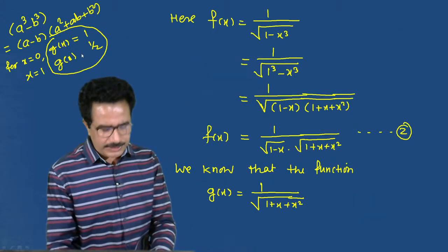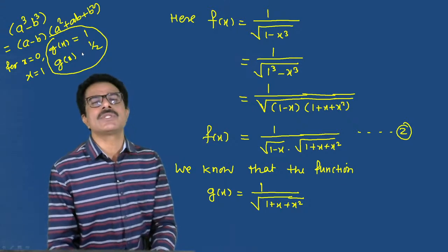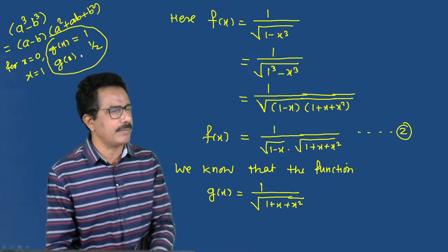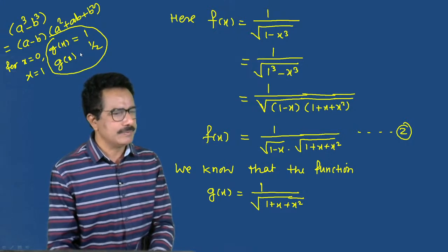It is approximately equal to 1 by 2. Suppose we consider it is approximately equal to 1 by 2.